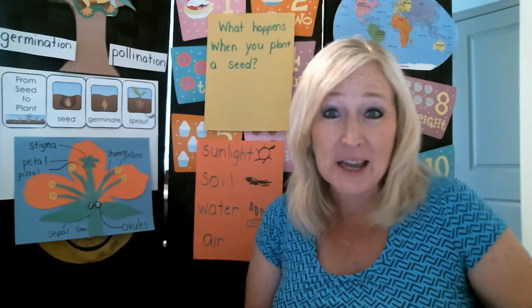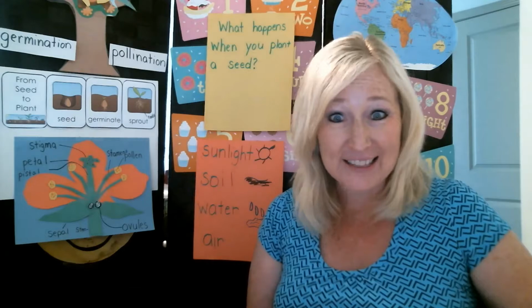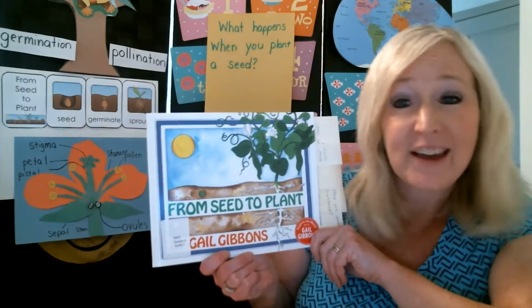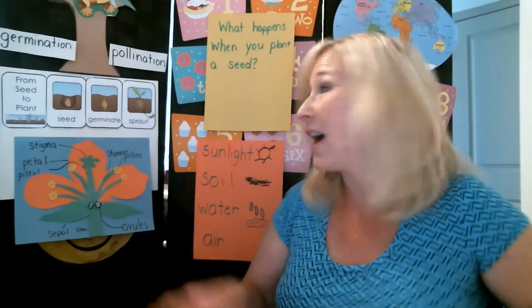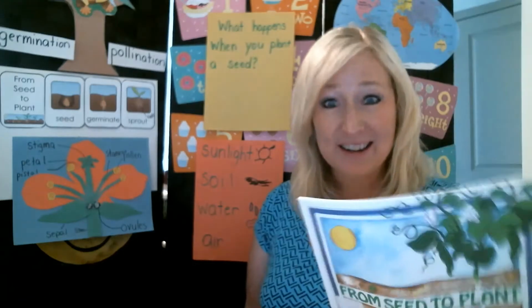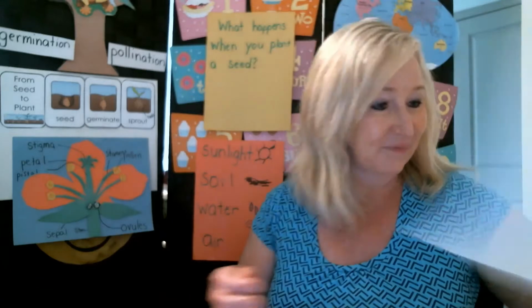Today we're going to be talking about what happens when you plant a seed. We're going to be doing a couple of things. First, we're going to read a story called From Seed to Plant by Gail Gibbons. Then we'll be talking about some vocabulary and doing some writing on our book. Then we'll be doing one of the activities from the packet that you got at school called Start a Seed. So I'll show you how you can start a seed so that you can grow a plant.